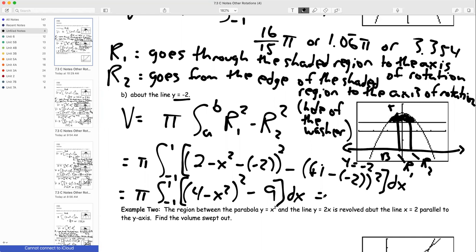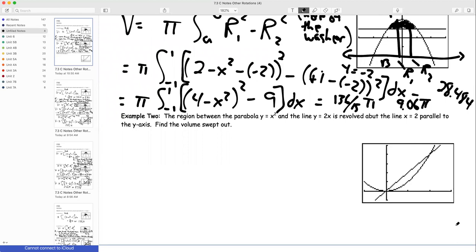So answer to this, I got 136 over 15 pi, or 9.06 pi, 9.06 repeating, or 28.484. Okay. So that's a washer. I'm going to do one more here with respect to y. So let's take a look at that.